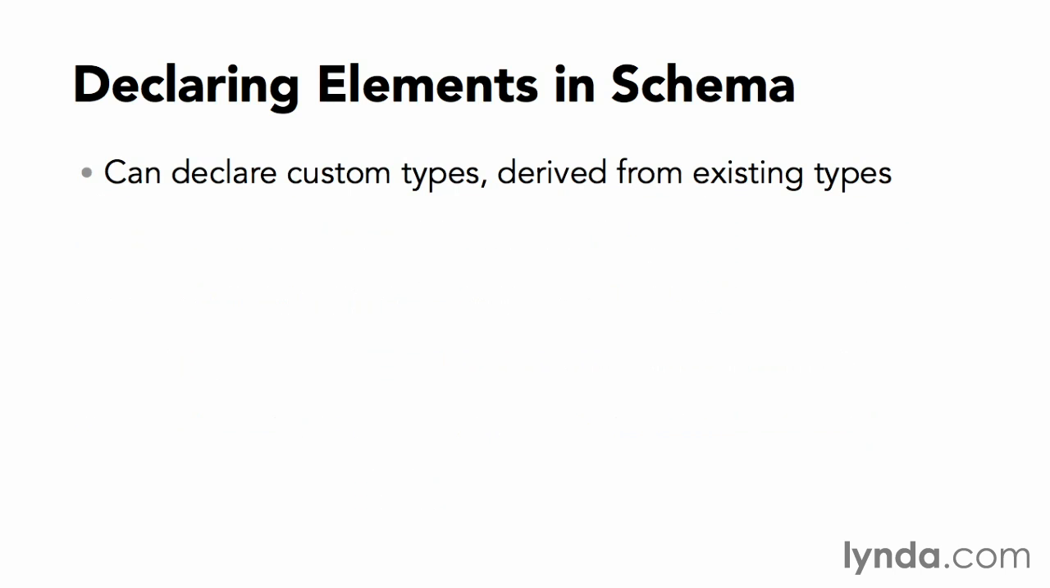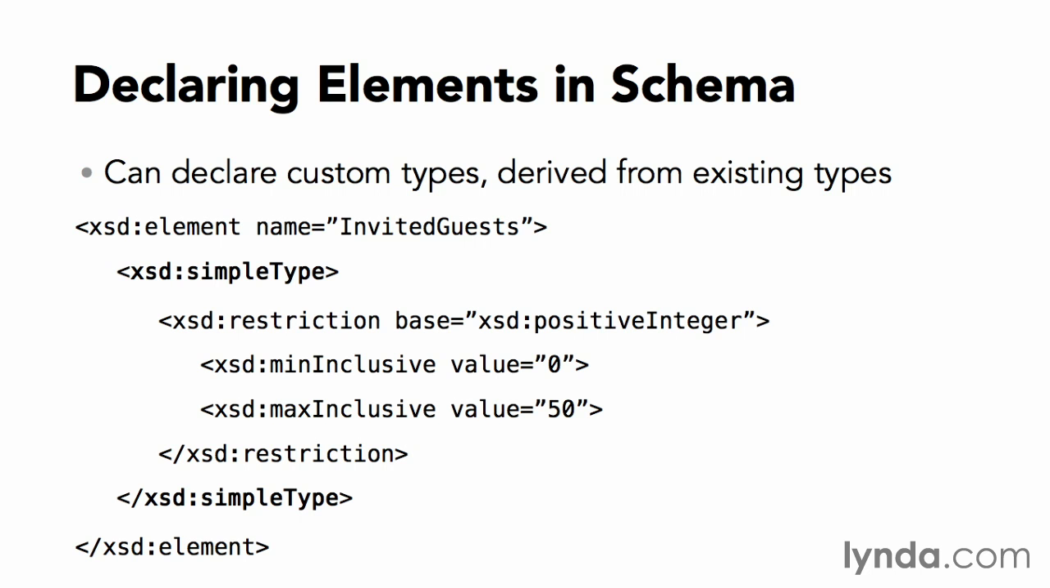Now, you can define your own custom simple types, and the way you do this is derive them from the simple types that are built into schema. Let's take a look at an example of how you would do this. Suppose we had an element in our XML data named invited guests, because we're putting together XML data for a party event.